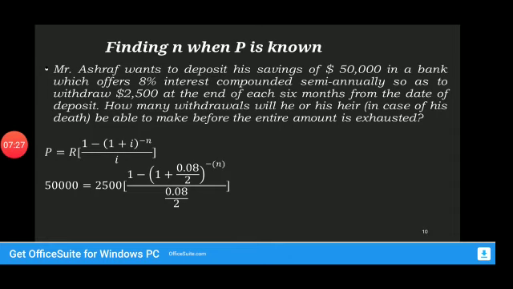So P is equal to R into 1 minus (1 plus I) raised to power minus N, over I. By putting the values in the formula, what we get? 50,000 is equal to 2,500 into 1 minus (1 plus 0.08 divided by 2), because that is 8% compounded semi-annually, so we need 2 divided by 2. And N remains the same. Now keep it in your mind that he has asked how many withdrawals. He has not asked you about the years. He has asked about the withdrawals. So it means that you just need to find N. You do not need to convert N into something else.